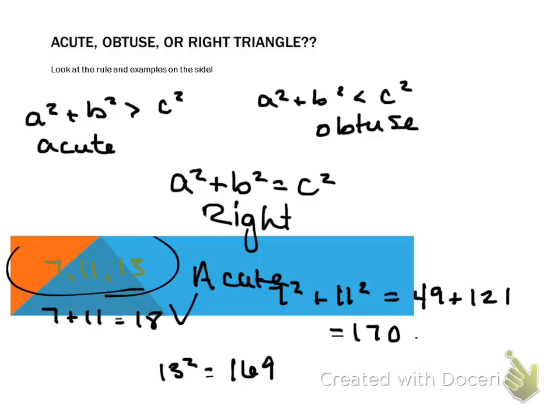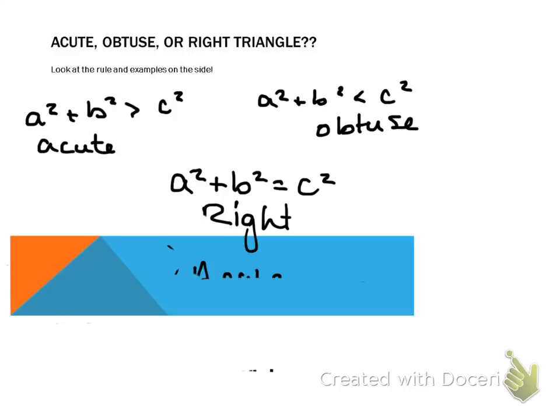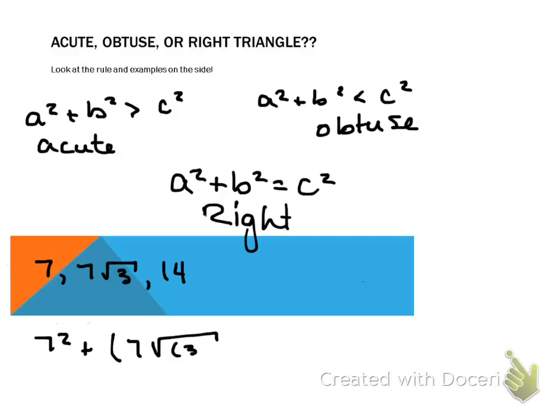Now, for our second one, number 7, since we have 7 square root of 3, check in your calculator to see what the value is, because when you do, you'll see that it's actually about 12.12. That is smaller than 14, so your order should be 7 square root of 3, 14. In your calculator, for b, you'll type 7 squared plus, and then open parentheses 7 square root, and in your square root, parentheses 3, close that parentheses, squared. That's how you want to type it in for it to give you the right answer.